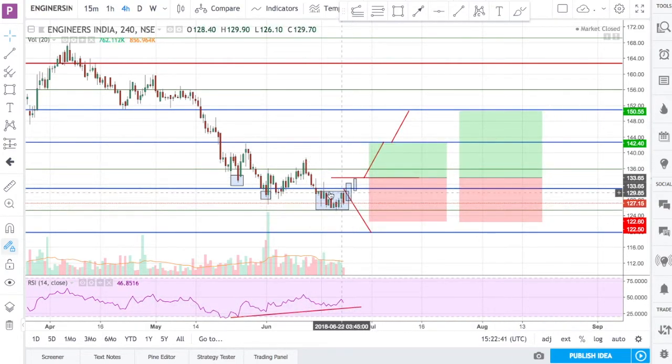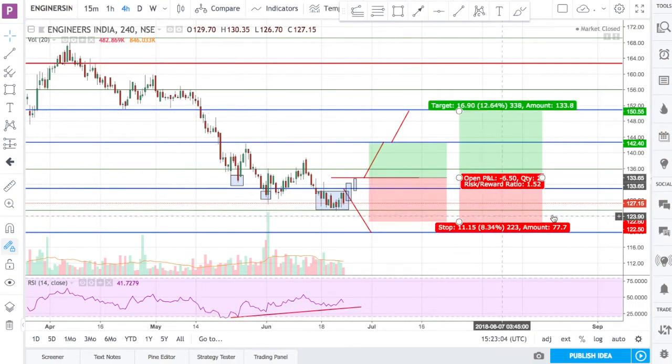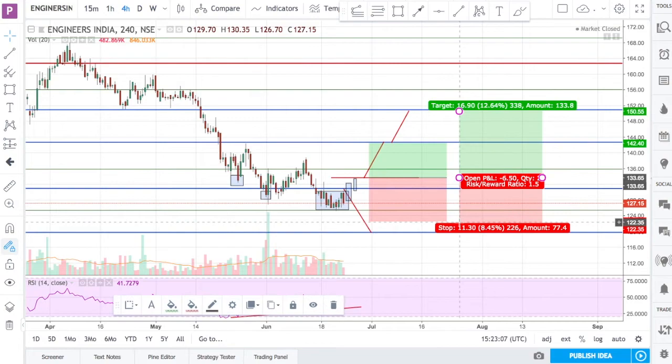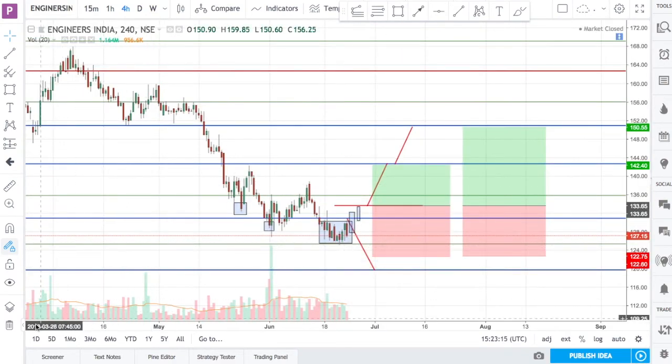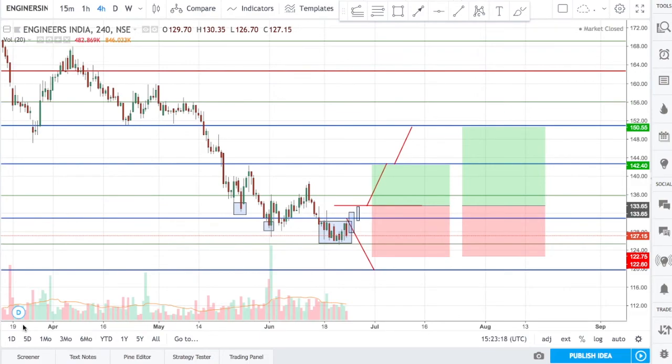Remember, this is our congestion zone. For us to place a trade, the prices have to push above this congestion zone, giving us a convincing higher high closing. If that happens, we can place a trade on the next candle, keeping this as our first target and this as our second target, with a stop loss placed somewhere below the congestion zone. So that's our trading opportunity on Engineers India. Let's see how this trade plays out in the next few trading sessions.